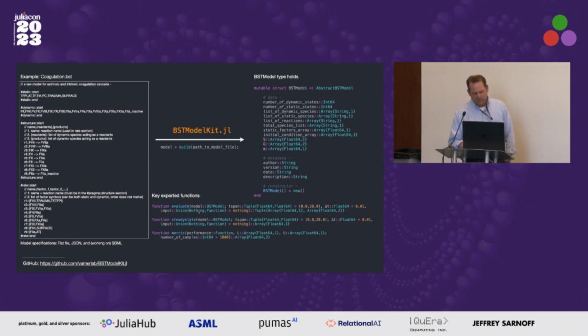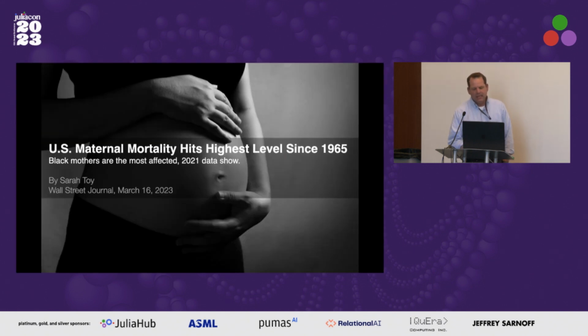So I wanted to spend a few minutes here talking about the case study that inspired this, and that's looking at maternal mortality rates. This was an article in March from the Wall Street Journal that talked about how maternal mortality in the US has hit the highest level since 1965, and there are pretty stark racial disparities there.